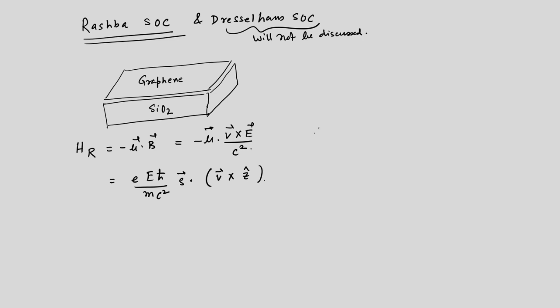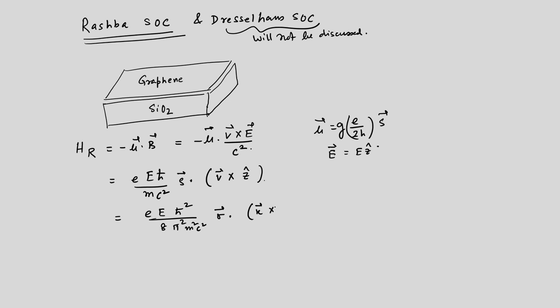So this is the spin, so mu is equal to e over 2 h S into g, and g could be equal to 2. The electric field is taken to be in the Z direction. So we have taken the electric field to be in the Z direction, and then you have S dot V cross z, which can be written as h cross square divided by 8 pi square m square c square sigma dot k cross z cap, where V is written as h cross k over m, and this can be written as some alpha, which is the strength of the coupling, and z cap cross k dot sigma.